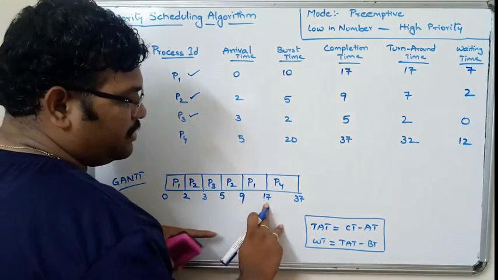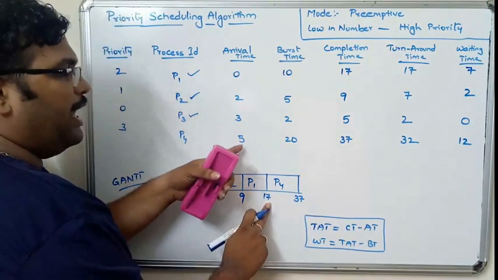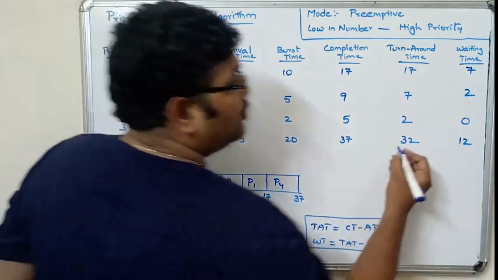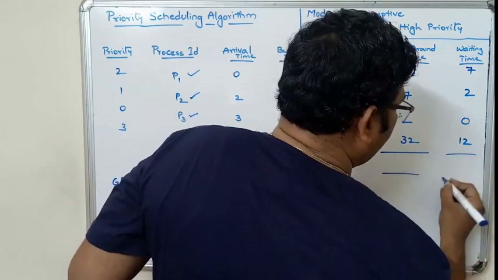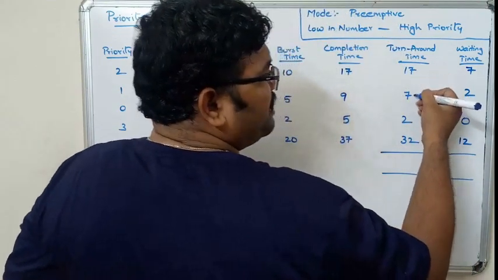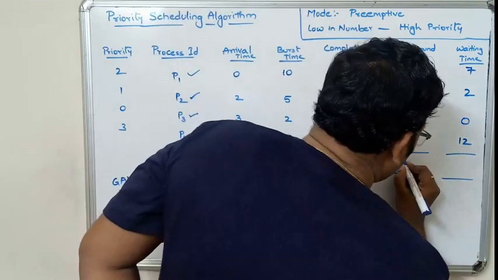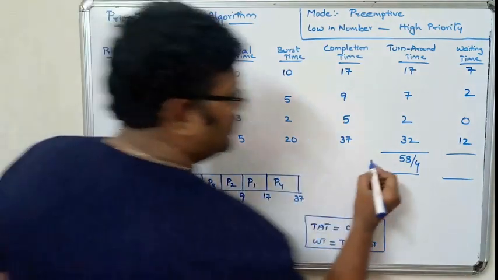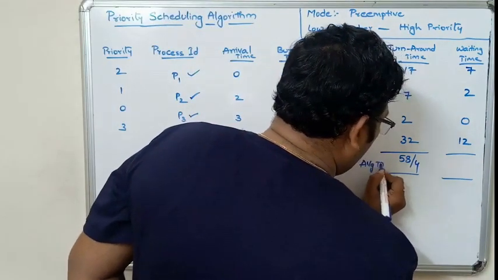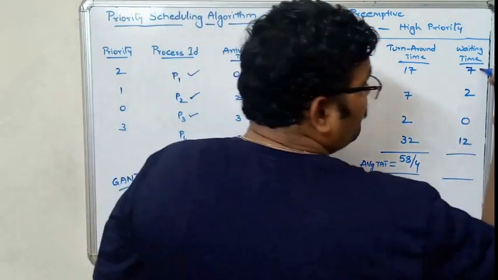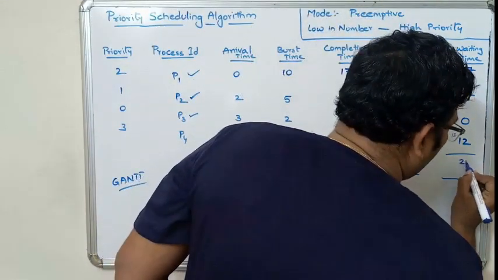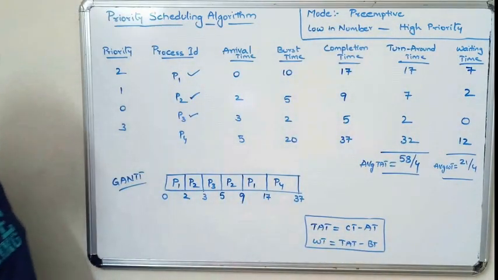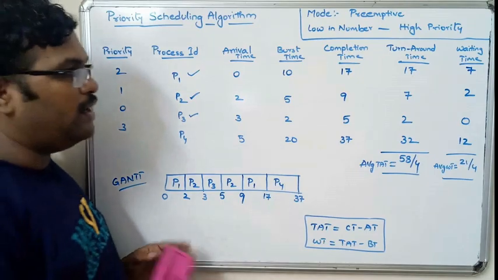Next, P4. So P4 enters into the CPU at 17 and arrived at 5. So 17 minus 5 is 12. So by calculating the average: 17 plus 7, 24, 26, 58 divided by 4. As there are 4 processes, this is the average turnaround time. And here also, 7 plus 2, 9, 9 plus 12, 21 divided by 4. This is the average waiting time. So hope you understood this one.